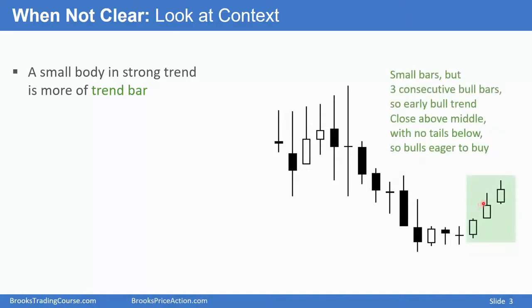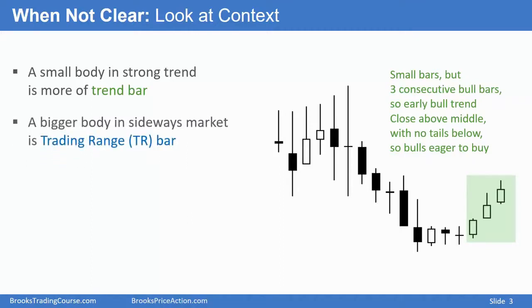Close above the middle, close above the middle, close above the middle. Tails not especially prominent, especially on the bottom. No tails or very small tails. The bulls are beginning to get eager to buy, so those are trend bars. And a bigger body in a sideways market can still be a trading range bar. So look at this bar. Its body is as big as these. These are trend bars, yet this is a trading range bar.